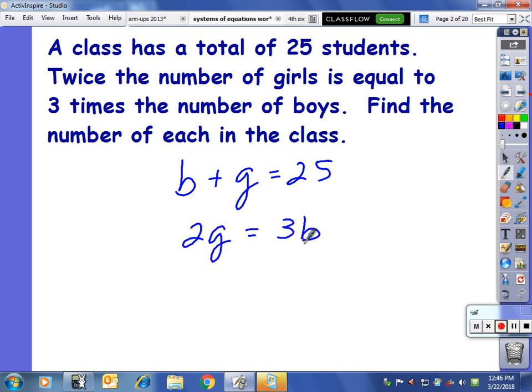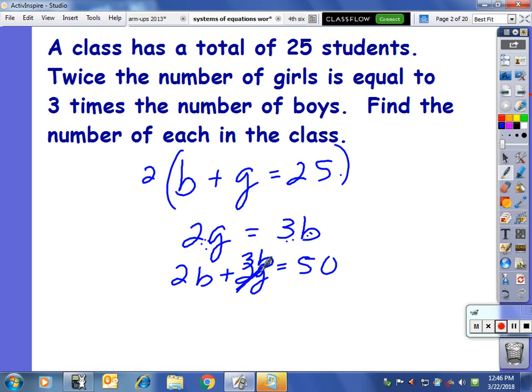Let me show you what somebody in my lunch class did, which I had never thought of. They multiplied, third period, same thing. Yes. They multiplied everything by 2. Okay, let me show you what they did. 2B plus 2G equals 50. You see what I did to the top equation? And do you see how 2G and 3B are the same thing? Then they took this 2G out and put in a 3B, and they got 5B equals 50, B equals 10. I never thought about doing it that way.